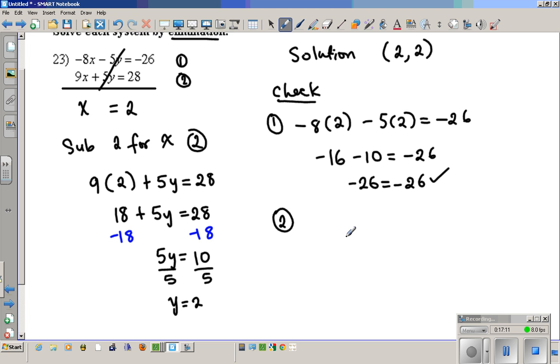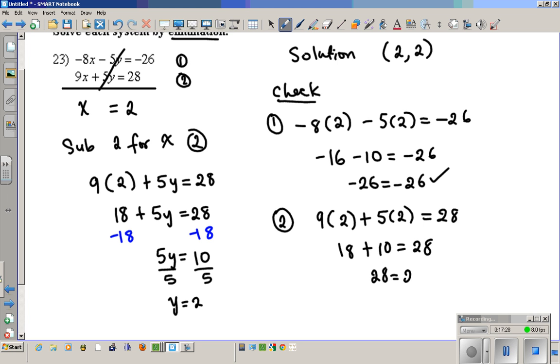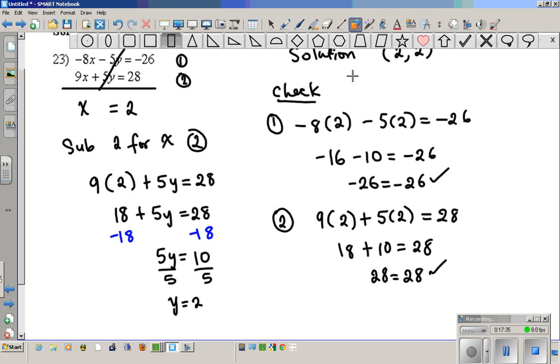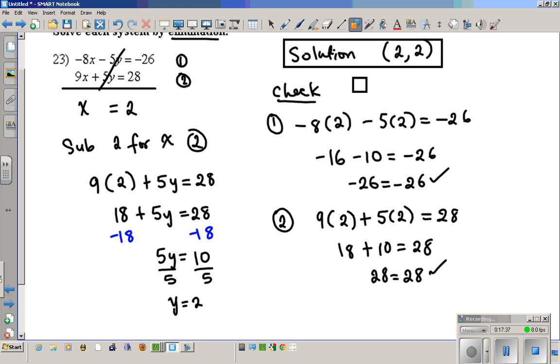Alright. Number 2 is 9 times 2 plus 5 times 2 equals 28, is it? If I multiply it out, is 18 plus 10 equal to 28? Is 28 equal to 28? The answer is yes, so it checks out. So our answer is correct because it satisfied both equations. Both equations, or the system of equations, were satisfied by that. So it checks out. The answer is correct.